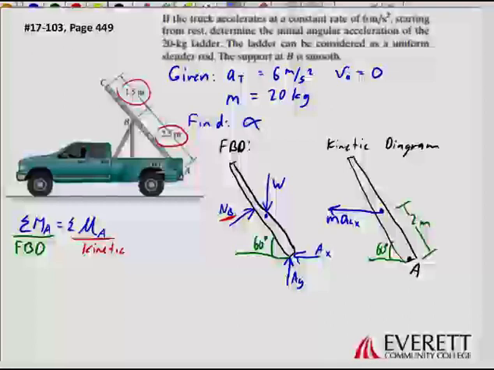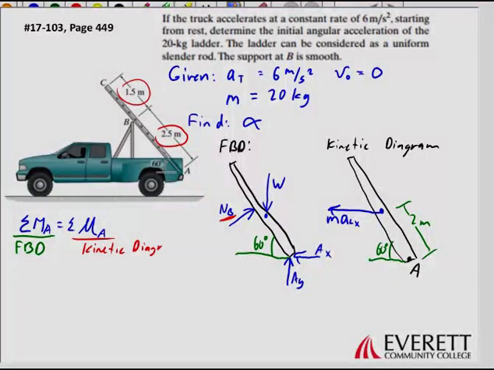Kinetic diagram for the right hand side. So starting off with the free body diagram, we're doing the sum of the moments about A, and we also have to remember that we're setting our critical point. So I'm just going to erase this NB and write it out very specifically that at this critical point our normal force is equal to 0.